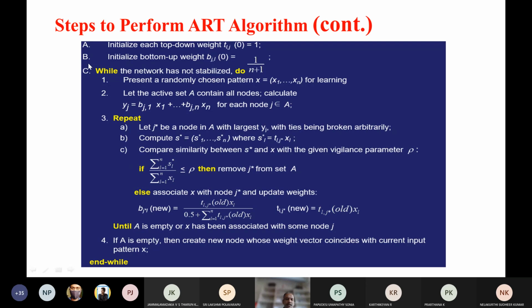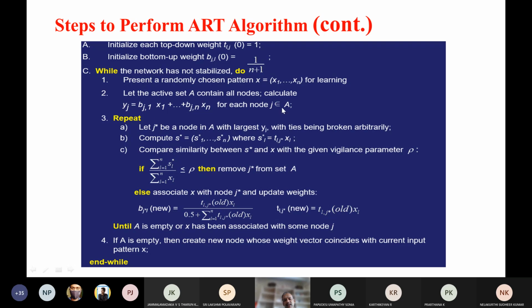So in simple terms, only these 4 steps I need to follow for ART. First, initialize the top down values Tij equal to 1, and bottom up weights equal to 1 divided by 1 plus n. While the network has not stabilized, I present a randomly chosen pattern X for learning. Let the active set A contain all the nodes. Calculate Yj equal to Bj1 times x1 plus Bj2 times x2, and it goes on like that. Then I repeat this process.